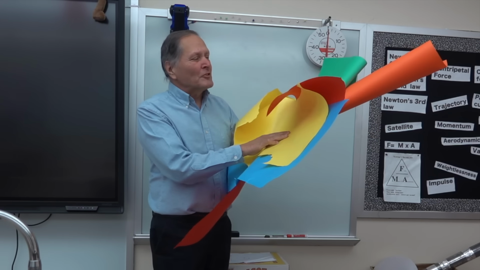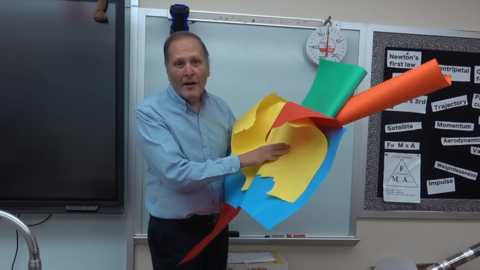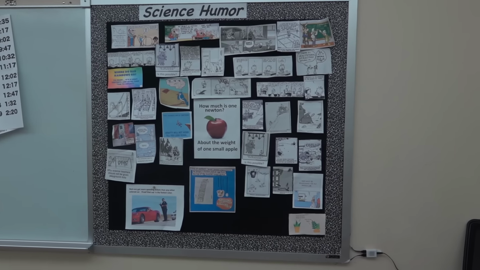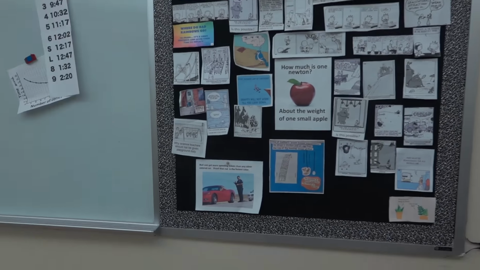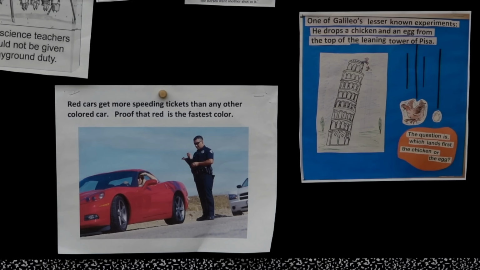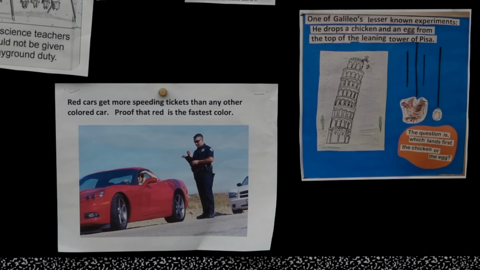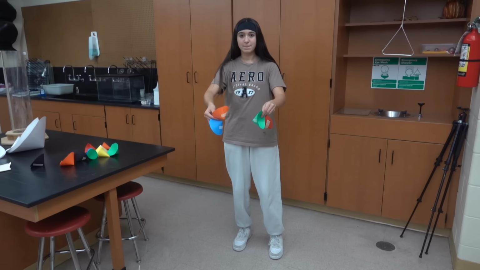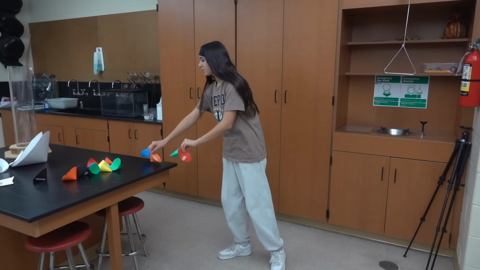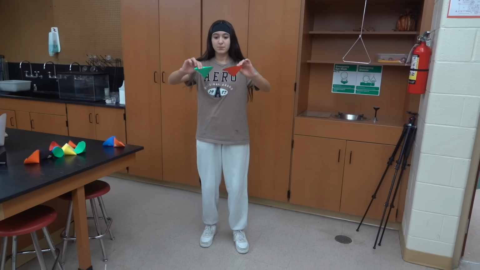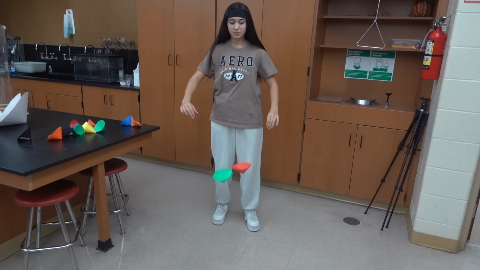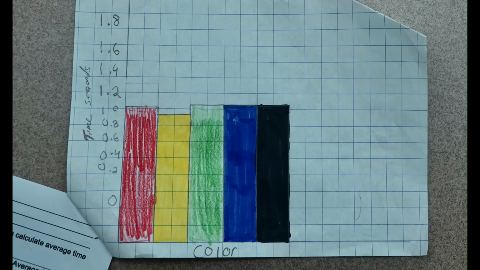I think one of my favorite suggestions was try changing the color. It fits in well with some humor I have on my back wall. Supposed proof that red is faster than any other color. Of course, students figured out that any differences in time was probably due to errors in building or timing the cones.